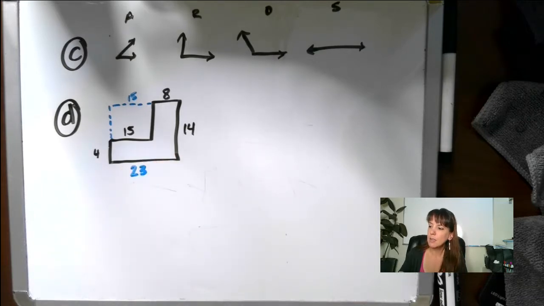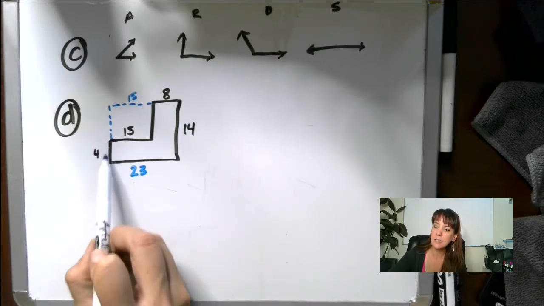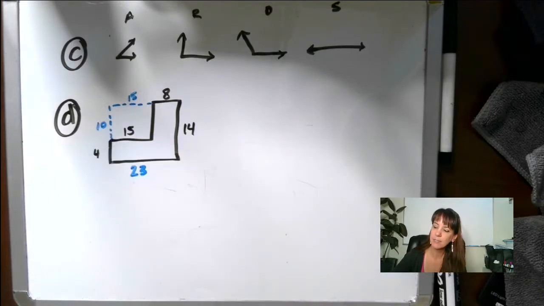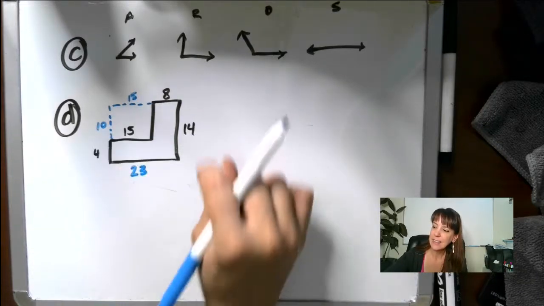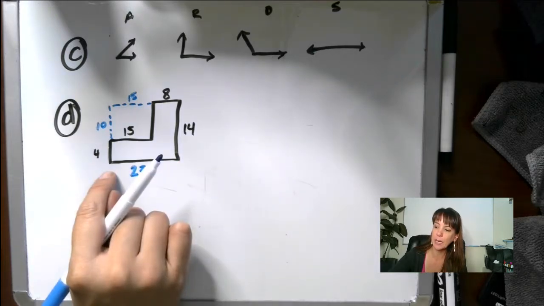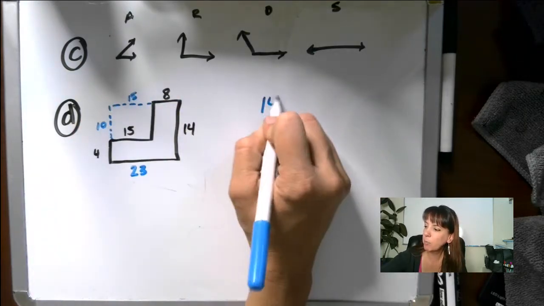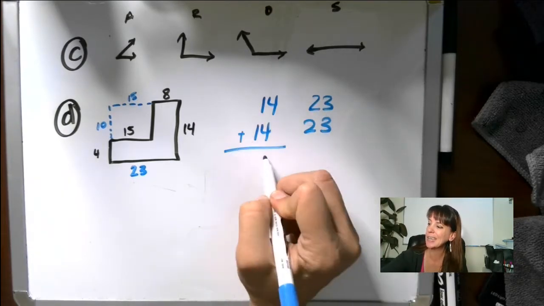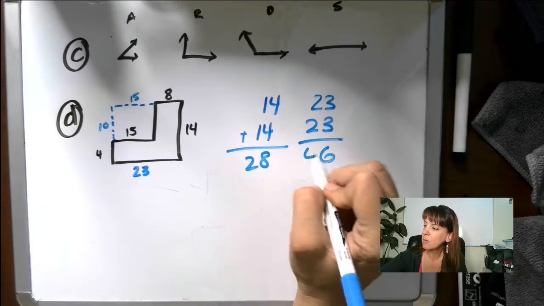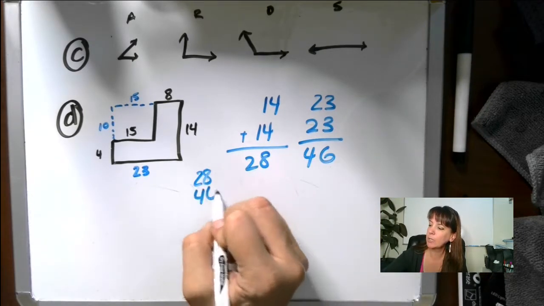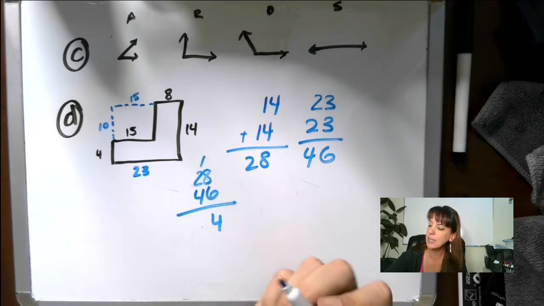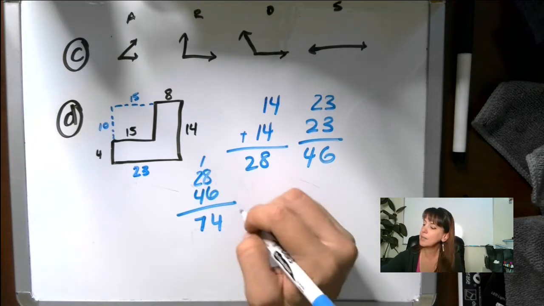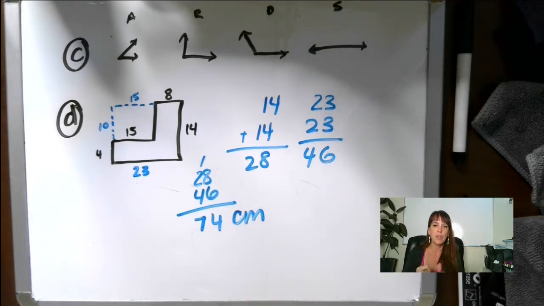Now, on this side, because this is 4, this whole thing is 14 so that it matches up to this. So this is 10 right here. So basically, this whole thing is 14 by 23 by 14 by 23. So we have 14 plus 14 plus 23 plus 23. We're going to add all those together. That's 28, 6, 4. So we have 28 plus 46. What we have is 4. Carry the 1. So we have 74, and we're going to look at this. Dimensions are in centimeters, so 74 centimeters will be our perimeter.